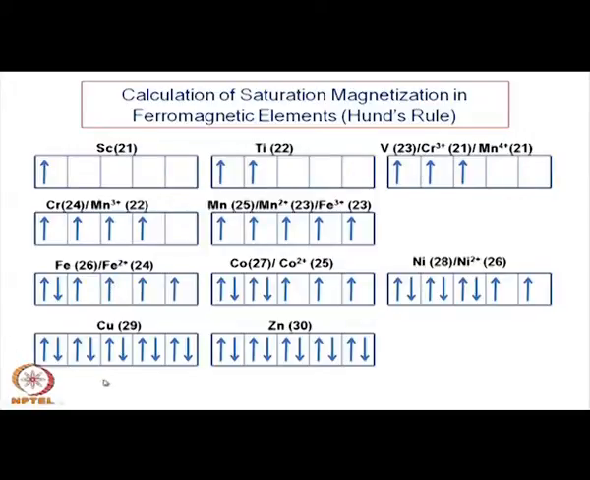Whereas copper 29 and zinc 30 have completely filled shells, nickel 28 has d8, and nickel 2+ also has the same configuration. So, as far as the d shell is concerned, the number of electrons will be different because the s electrons are getting removed, but the d shell configuration remains unchanged. This is a very important consideration when you are discussing the magnetic moment of d shell atoms, unfilled d shell atoms.